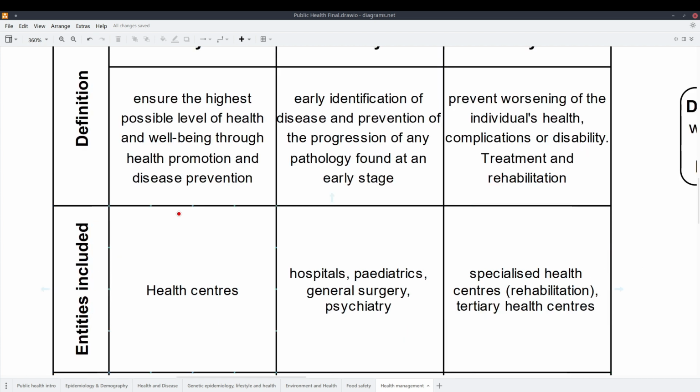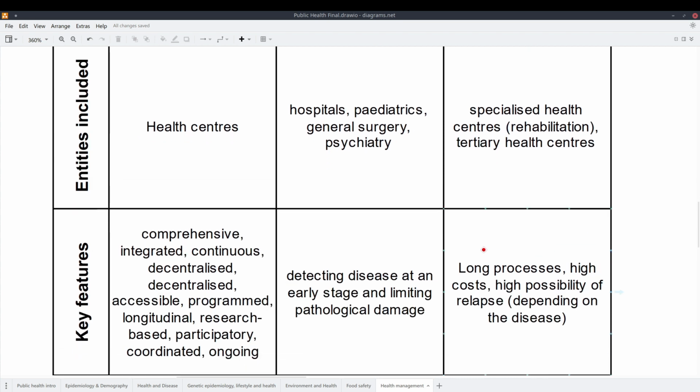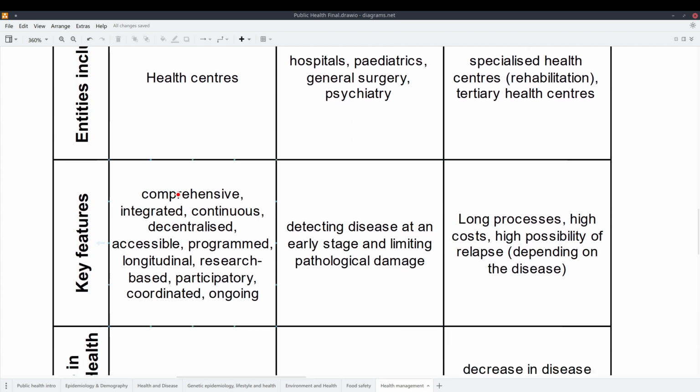What entities are included? In the primary one, the health centers. In the secondary, the hospitals, pediatrics, general surgery and psychiatry. In the third one, specialized health centers for rehabilitation and the tertiary health centers, such as big hospitals. Key features of the primary one: comprehensive, integrated, continuous, decentralized, accessible to everyone, programmed, longitudinal, research-based, participatory, coordinated and ongoing. The secondary one, detecting disease at an early stage and limiting the pathological damage. And the third one, long processes, high costs and high possibility of relapse, depending on the disease, of course.